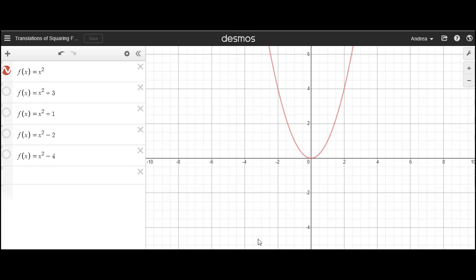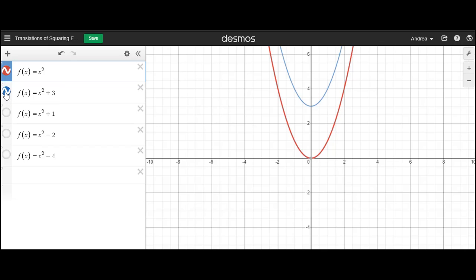I'm using Desmos to graph the function f of x equals x squared, which is shown, and it is our basic parabola that has a vertex at (0, 0), and goes through points like (1, 1), (-1, 1), (2, 4), and (-2, 4). We want to graph these other functions and see how their graphs compare to this graph of y equals x squared. I first want to graph f of x equals x squared plus 3.